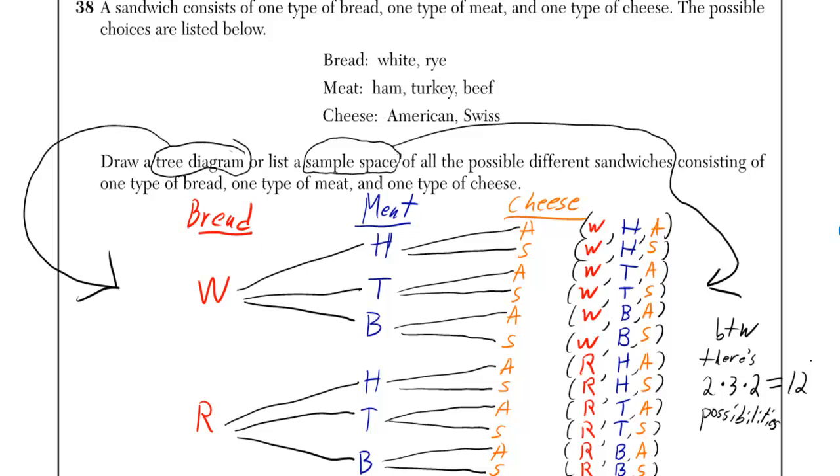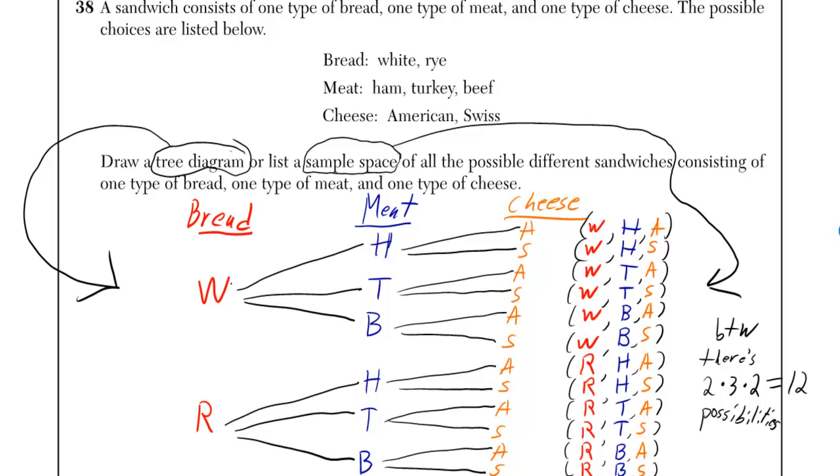Tree diagram says, well, for bread, you can either choose white or rye. Then for your meat, if you chose white, you could choose ham, turkey, or beef. If you chose rye, you could also choose ham, turkey, or beef. So far, we got six different possibilities if there weren't these two choices for cheese. By the way, that's 2 times 3 choices. They didn't ask about that, but I'm pointing it out to you.